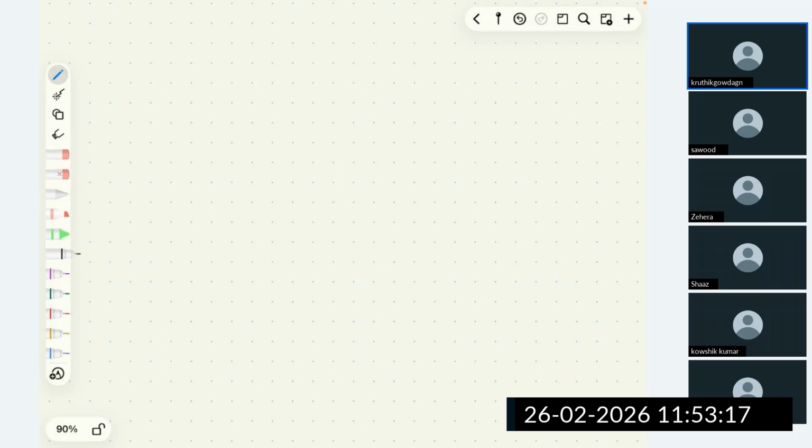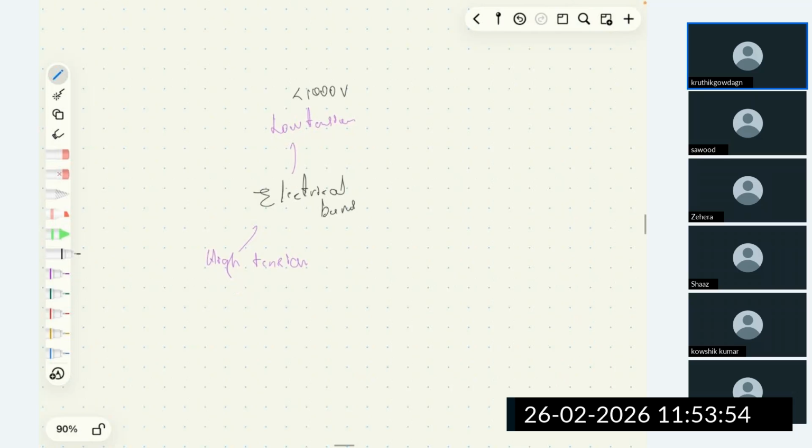Electrical burns. I'm starting with electrical burns now. There are 2 types of electrical burns: low tension injury and high tension injury. Low tension injury is seen in less than 1000 volts electricity. High tension injury is seen in more than 1000 volts.